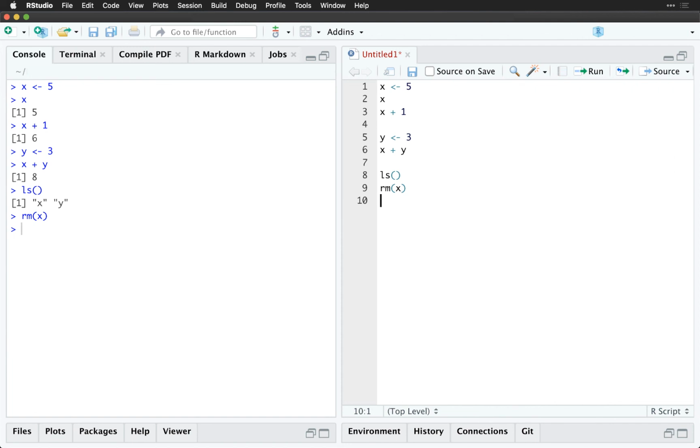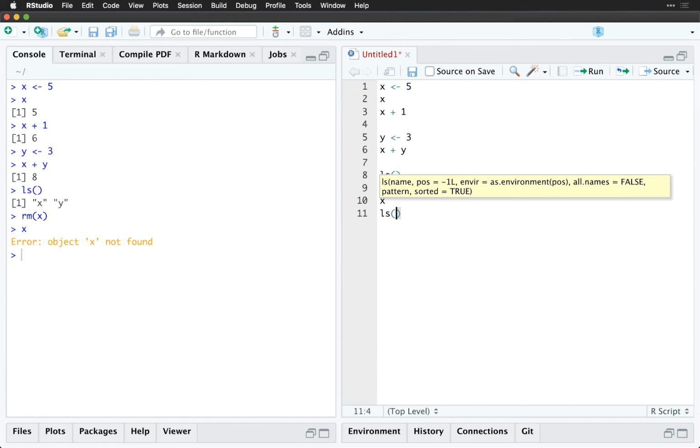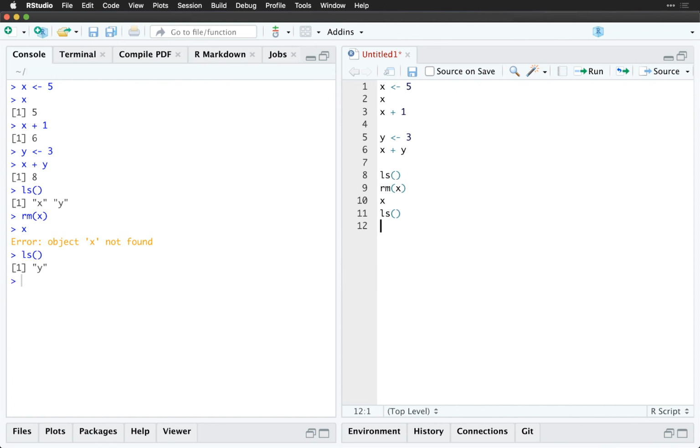So rm(x) removes the value of x, and if I try to use it in the future, it'll say error, object x not found. If I type in ls, notice that the variable x is gone. I can remove all the variables using the so-called nuclear rm, which is rm(list = ls()), and this will remove all the variables in my global environment.